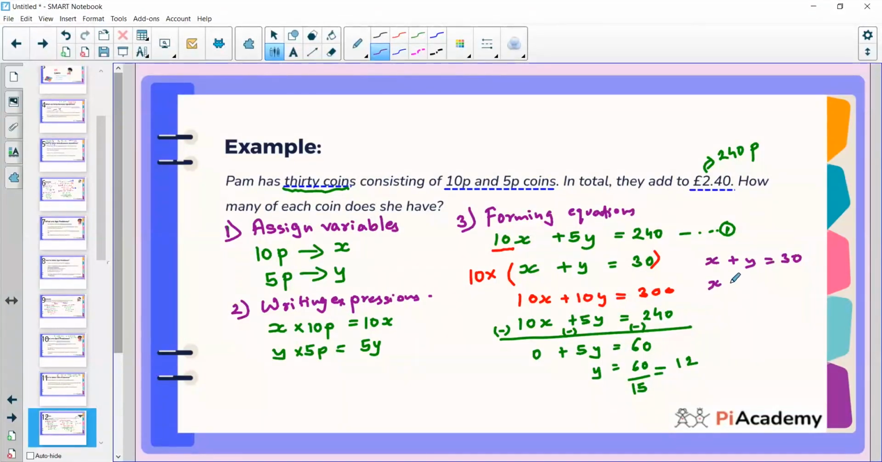Okay, now x plus, instead of y, let me write this 12. This is 30. So by solving this, I would get the value of x as 30 take away 12, which is 18. So now my value of y is 12 and my value of x is 18. This means Pam has 12 5p coins and 18 10p coins. And the total of her coins is 2 pounds and 40 pence. Right?